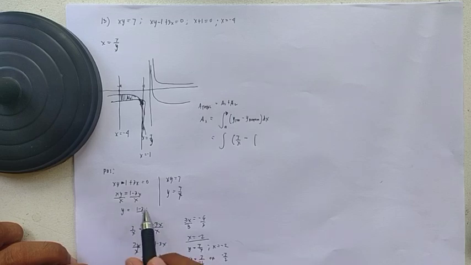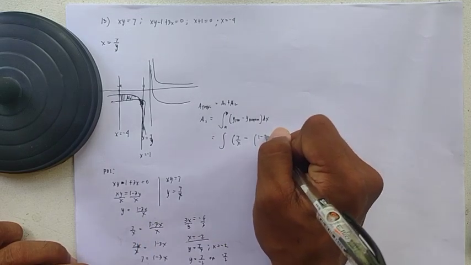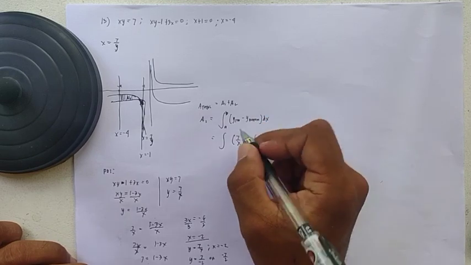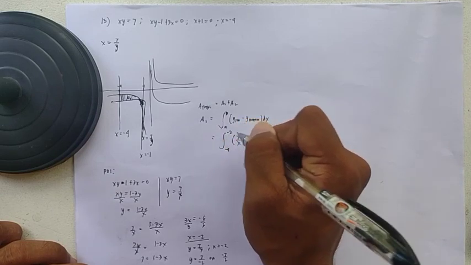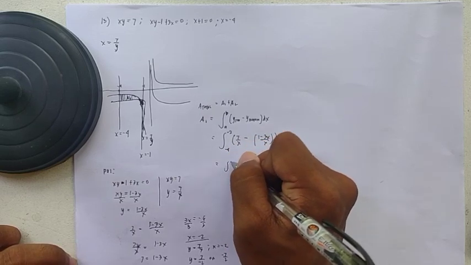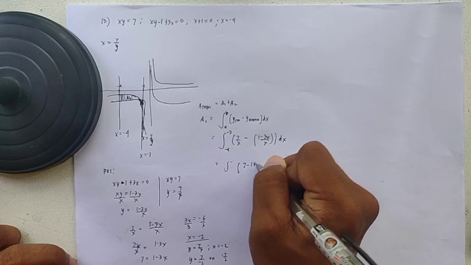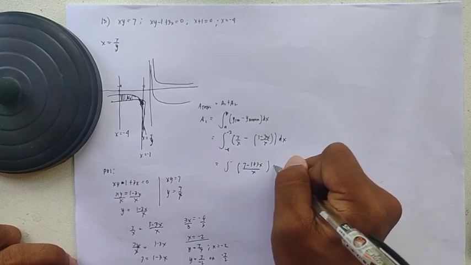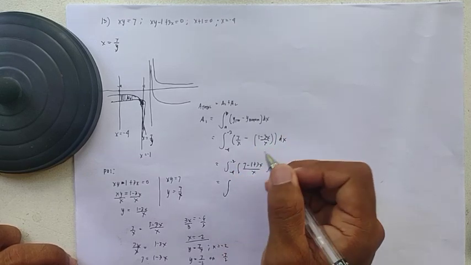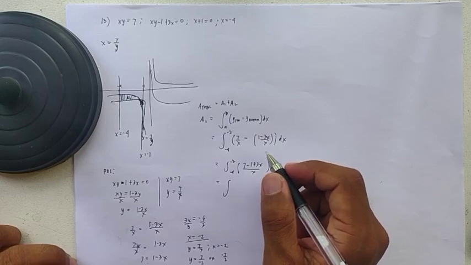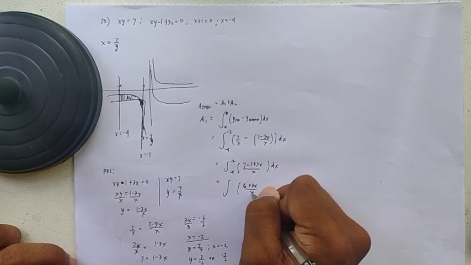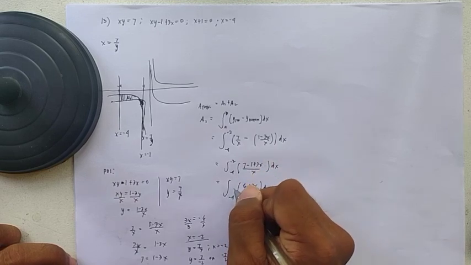So ito po yung equivalent ng equation na yun. So magiging 1 minus 3x all over x dx from negative 4 to negative 2. So magiging area 1 is equals to the integral of 7 minus 1 plus 3x all over x dx from negative 4 to negative 2. So area 1 is equal to the integral of 6 plus 3x all over x dx from negative 4 to negative 2.